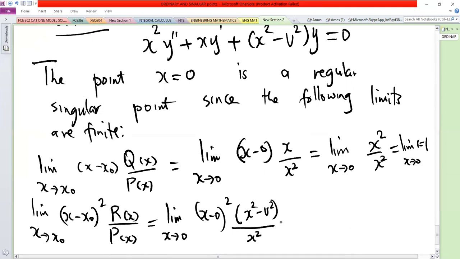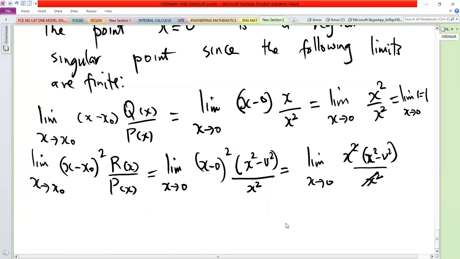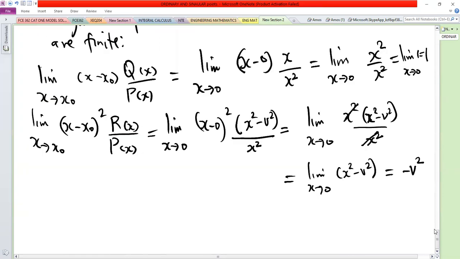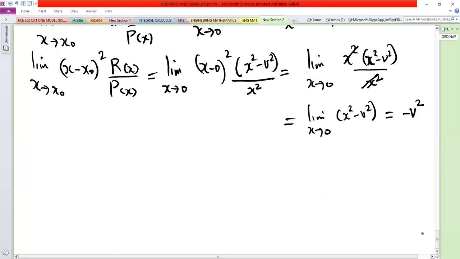And then this will give us the limit as x approaches 0 of x squared times (x squared minus v squared) over x squared. So this and this cancel out, so that we have the limit as x approaches 0 of x squared minus v squared, which will give us minus v squared. So this is still a number. Therefore, that's a confirmation that the point x equals 0 is a regular singular point for that given Bessel differential equation.